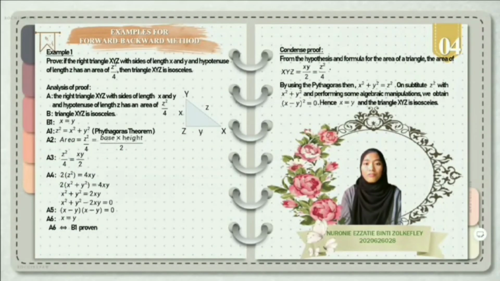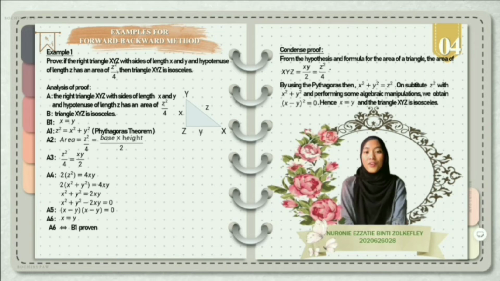This is some example of the forward-backward method. For this example, A until A6 we call the analysis of proof. For example number 1, first identify A and B. Use the backward process. First, the key question: how can I show that a triangle is isosceles? Second, show that two sides of the triangle are equal. Third, show that x equals y.